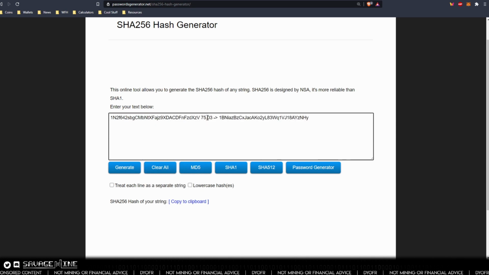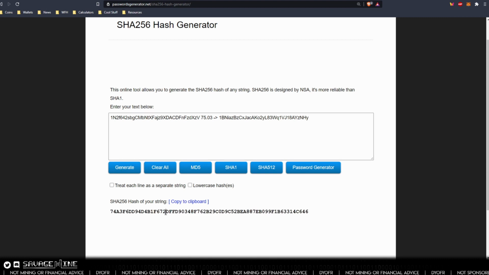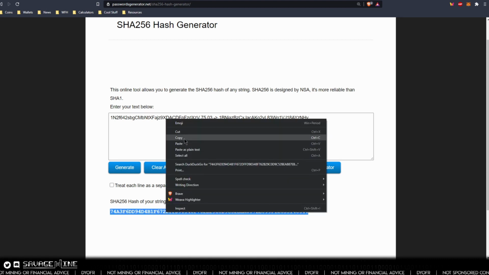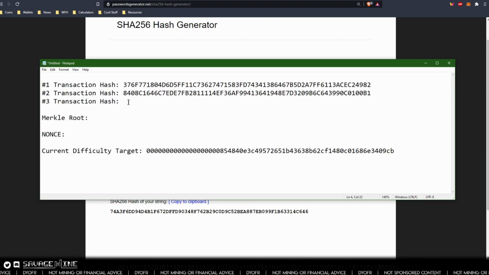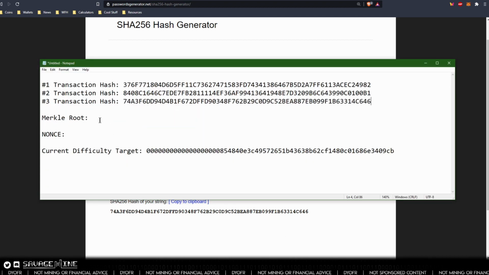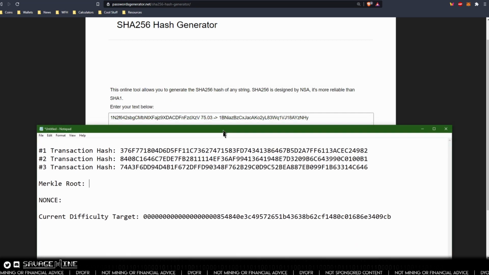This is a whopping 75 BTC transaction here. We're going to generate. Now we have our SHA-256 hash digest from that transaction information. I'll throw that in here. So now we need to get the Merkle root, which is basically all of these transactions hashed together, right?